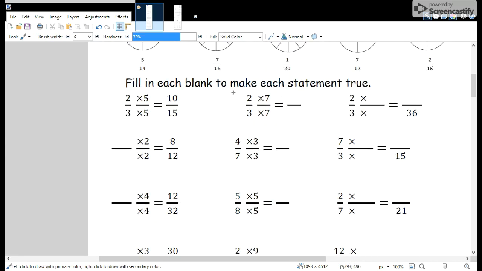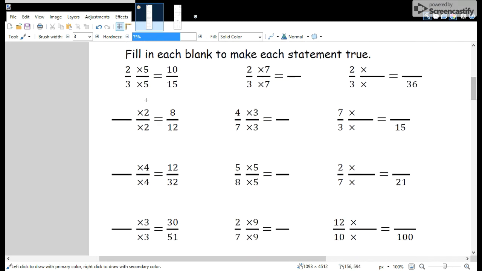Fill in each blank to make each statement true. So, we have something times 2 equals 8, and something else times 2 equals 12. Well, we know that 6 times 2 equals 12, because 12 divided by 2 is 6. Likewise, 8 divided by 2 is 4. So this is our blanks that we fill in. Now let's look at the next one.